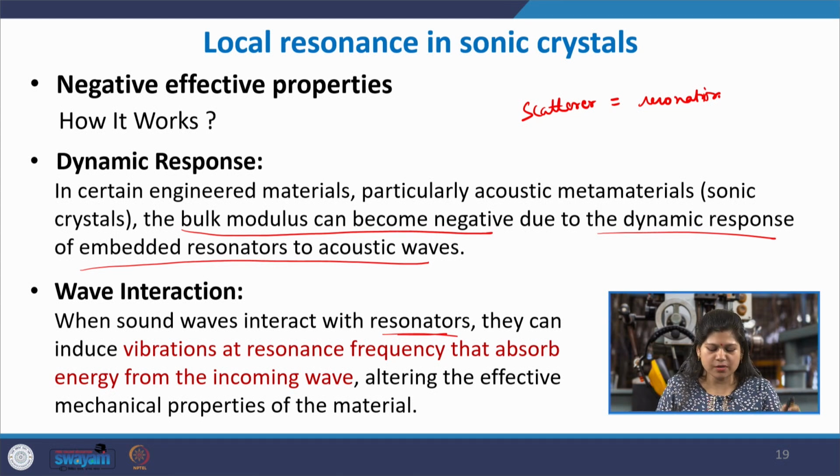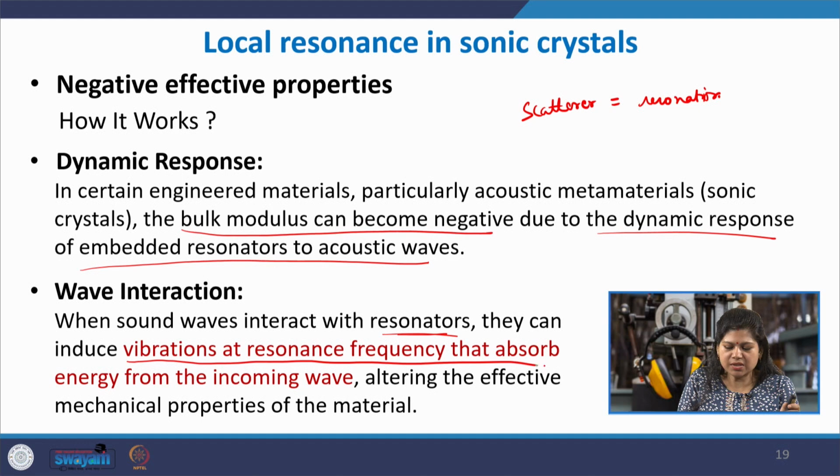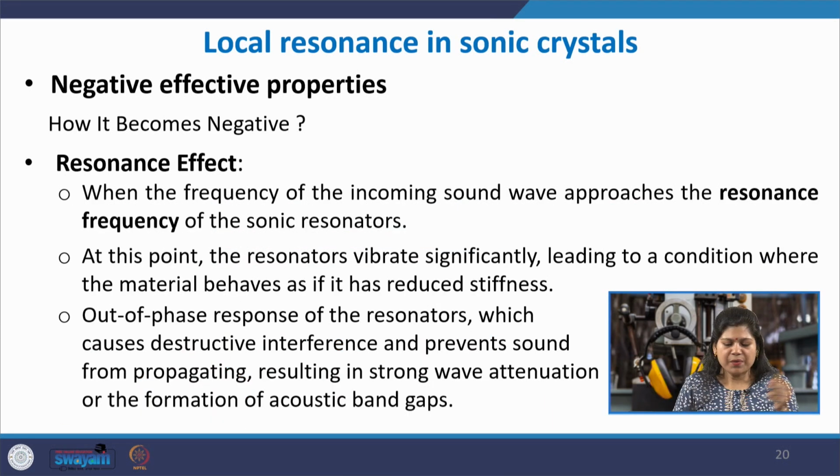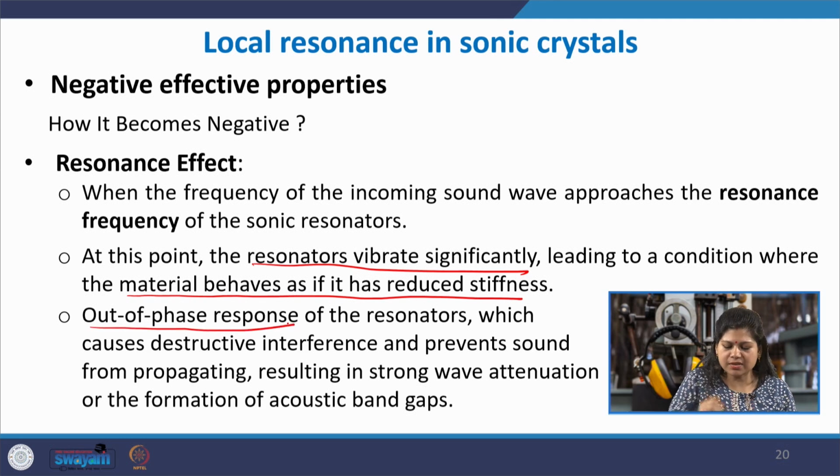You make the scatterer a resonator, and at its natural frequency, the vibrations at the resonance frequency will absorb the energy from the incoming wave, and it will also alter the mechanical properties. When the frequency is approaching the resonance frequency of the sonic resonators and the resonators vibrate significantly, most of the energy gets used up in driving it into resonance, and the material starts behaving as a material with much reduced stiffness. Out of phase response from the resonators can happen, which can cause destructive interference and prevent the sound from propagating. This results in a strong wave attenuation.